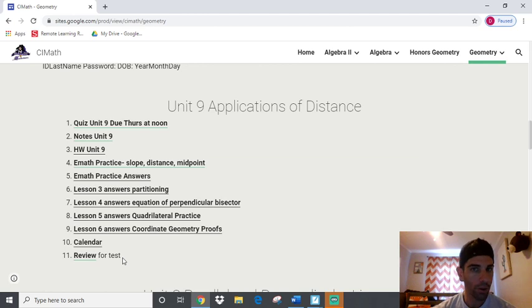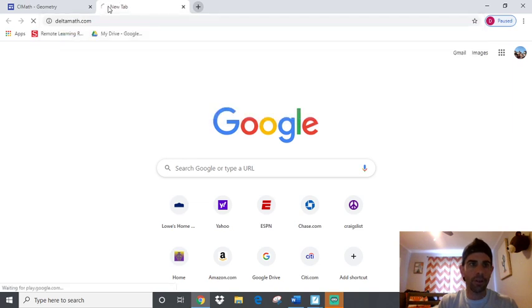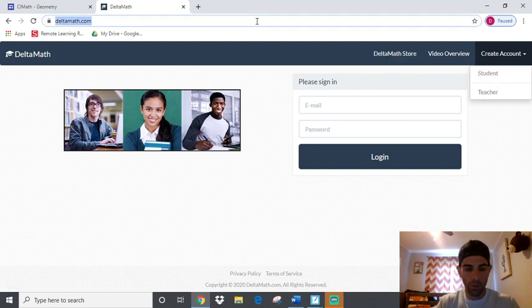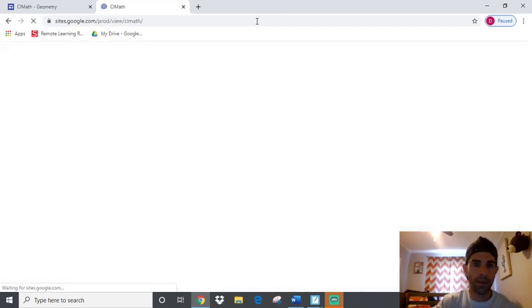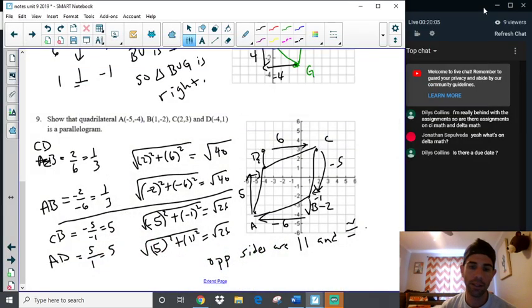Then this week also, go to deltamath.com and create an account if you haven't already. It's right over here. Create an account as a student. You can use your own email address; it doesn't have to be the school one. Then it's going to ask you for your teacher code. If you have myself or Miss Holden, put in our teacher code, and there's an assignment to do there. Complete that assignment as well. That's everything you have to do for this week.